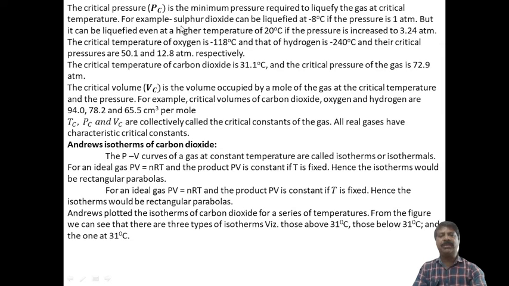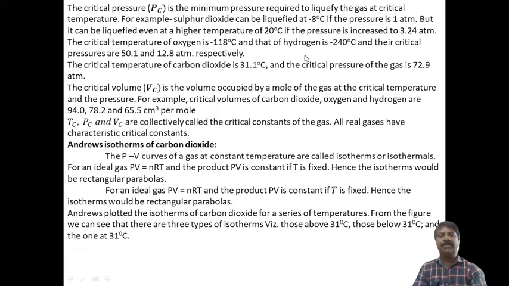For example, sulfur dioxide can be liquefied at minus 8 degrees Celsius if the pressure is 1 atmosphere. But it can be liquefied even at a higher temperature, 20 degrees Celsius, if the pressure is increased to 3.24 atmospheres. The critical temperature of oxygen is minus 118 degrees Celsius, and that of hydrogen is minus 248.